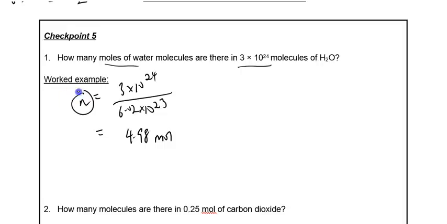Small n actually represents number of moles. Do not write big N, this is wrong. Big N actually represents number of particles. So if you write big N and you write mole here, the whole thing is wrong. It is small n. Otherwise, you can spell out number of moles. Both ways are fine. So try the rest of checkpoint 5. Pause the video now to try the checkpoint.